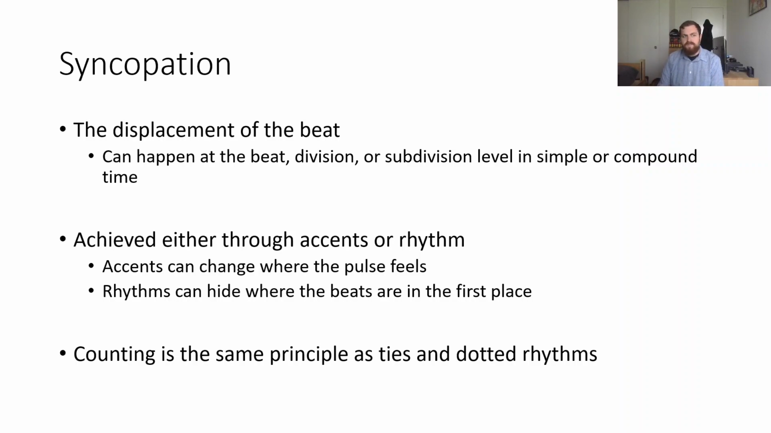So counting for this is the same basic principle that we've seen for ties and dotted rhythms, where we've got beats that are subsumed by other rhythms, but just taken up to a much longer and much more frequent scale. So what we're going to do today is go through a couple examples of division and beat level syncopation in simple and compound time, and then we're going to take a look at subdivision level syncopation in simple and compound time. So we've got 4 examples for you today. We're going to do some counting for those, but a lot of this is going to be clapping today.